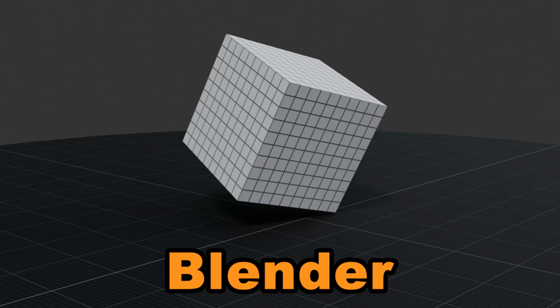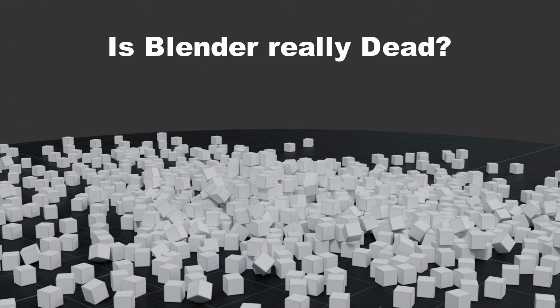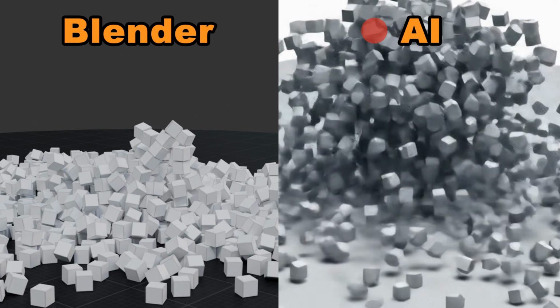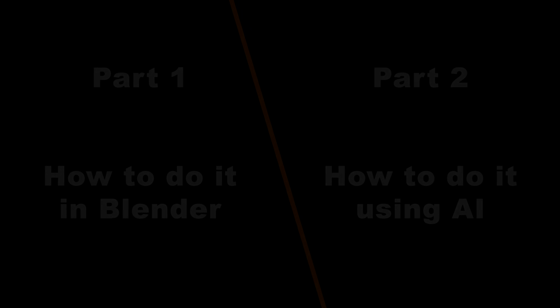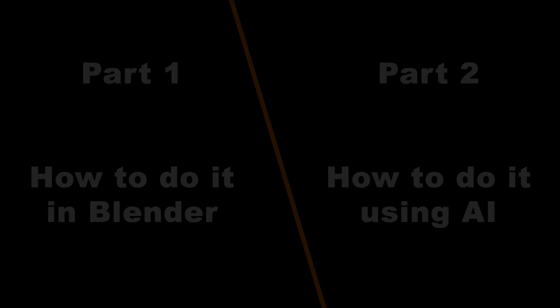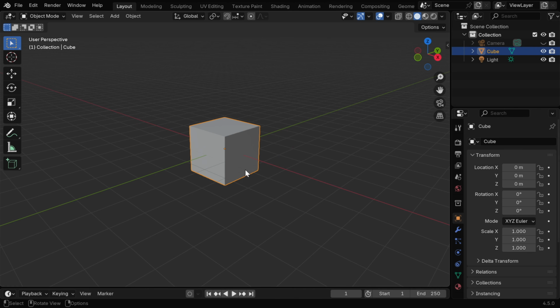So I thought of doing this experiment in Blender versus AI, since we see that AI is taking over most of the jobs today. The experiment is simple: how to make a cube fragmented into multiple small pieces that slowly fall under gravity. There will be two parts in this tutorial. First, we'll see how to do this in Blender, and then we'll see what AI can do or who wins this battle. So let's start with this default cube in Blender.